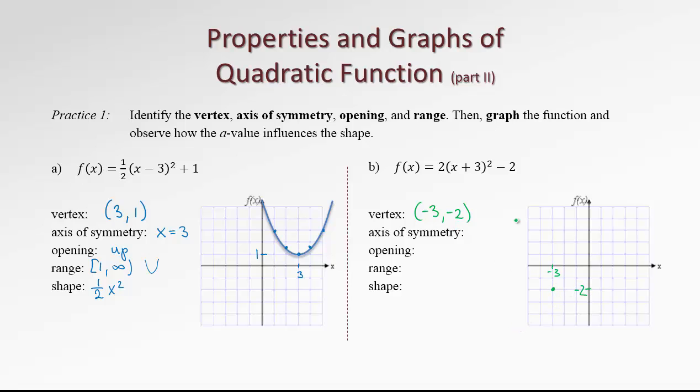Since we already have the vertex, the axis of symmetry is the line that passes through the vertex, so its equation is x equals the first coordinate of the vertex. Since the leading coefficient is positive, the parabola opens up. And the range, similarly as before, starts from the second coordinate of the vertex and goes up. That means from -2 to infinity, like this. The shape is the same as that of 2x squared. Okay, so let's see the 5 points.